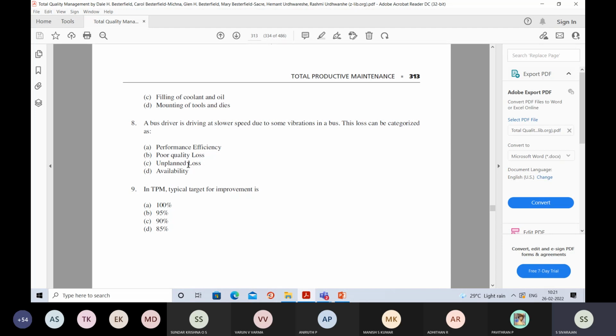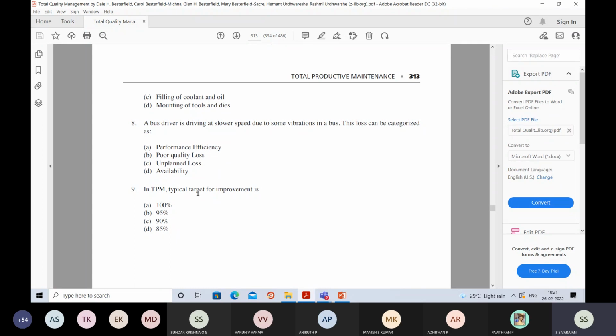Unplanned loss means breakdown. So here there is no breakdown, so this is not unplanned loss. If the bus is not working, that means it's unplanned. We never know. If we are running the bus and somewhere in between there is a repair, that is unplanned loss. So this is performance efficiency.